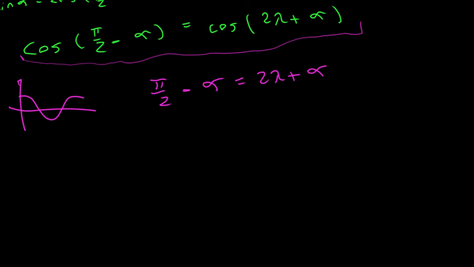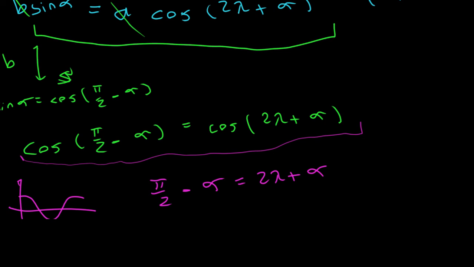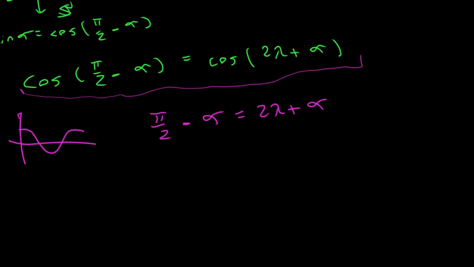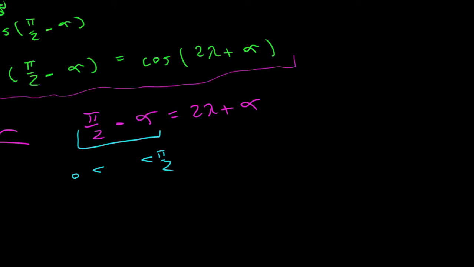Just consider the sine and the angles. We know that alpha is between 0 and pi over 2. So clearly this side is between 0 and pi over 2. Clearly that's how it's limited. But what about the other side?